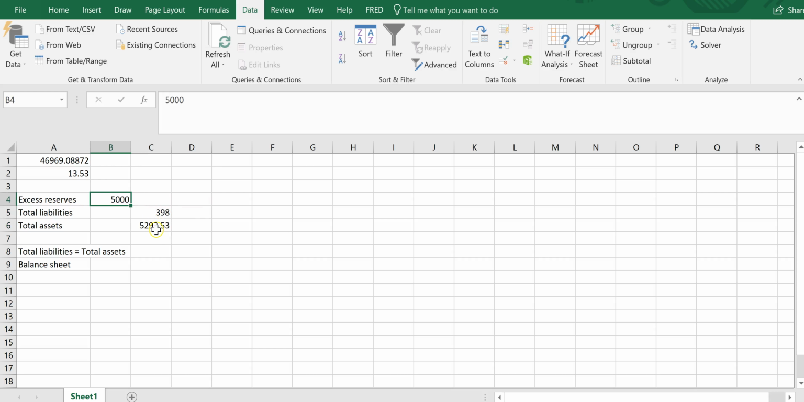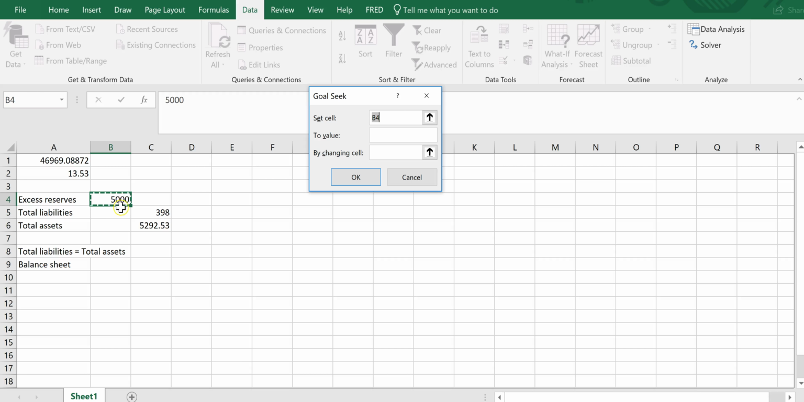But now I want to show you that using What-If Analysis, first you click on Data, and then What-If Analysis, and using the Goal Seek function, you can actually estimate these excess reserves, which makes these two numbers equal to each other. So in order to do that, I have to set cell, which is total assets. That's C6, right? The column C and row 6.